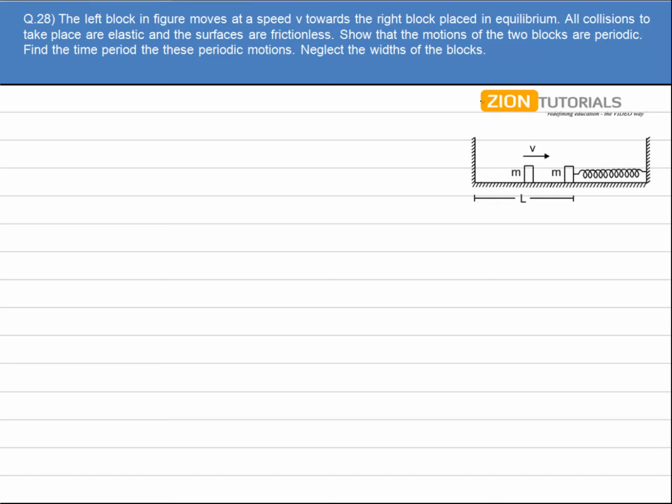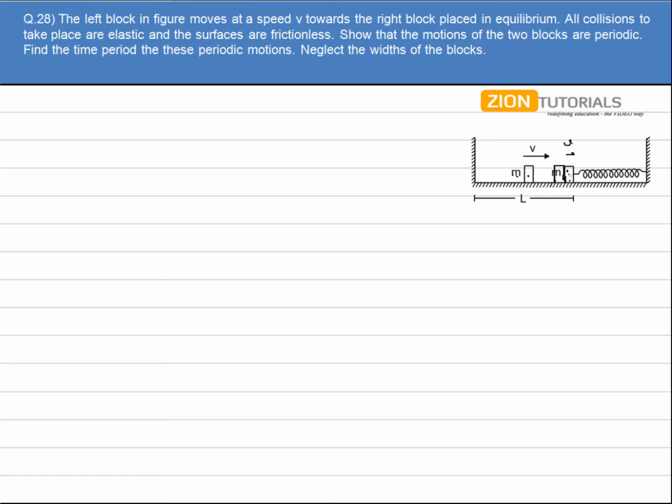First of all, it is given that all the collisions are elastic. So let's say this mass m moves with a velocity v towards the right. What will happen? An elastic collision will take place between m and m. This m will lose its complete velocity and transfer its velocity to this block. Now this block will move with a velocity v. It will get compressed. It will come back to its position where the block of mass small m is already present.